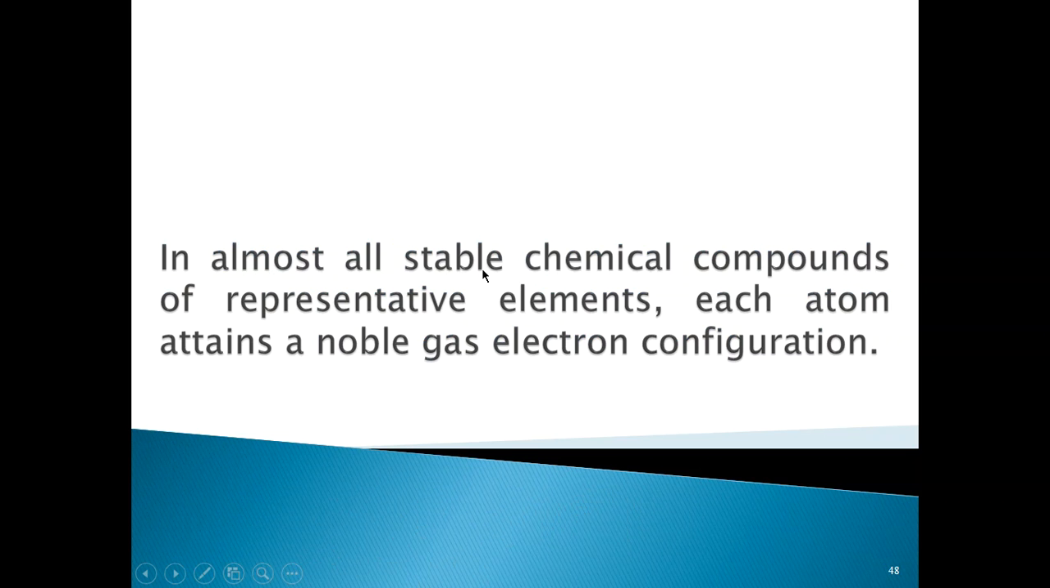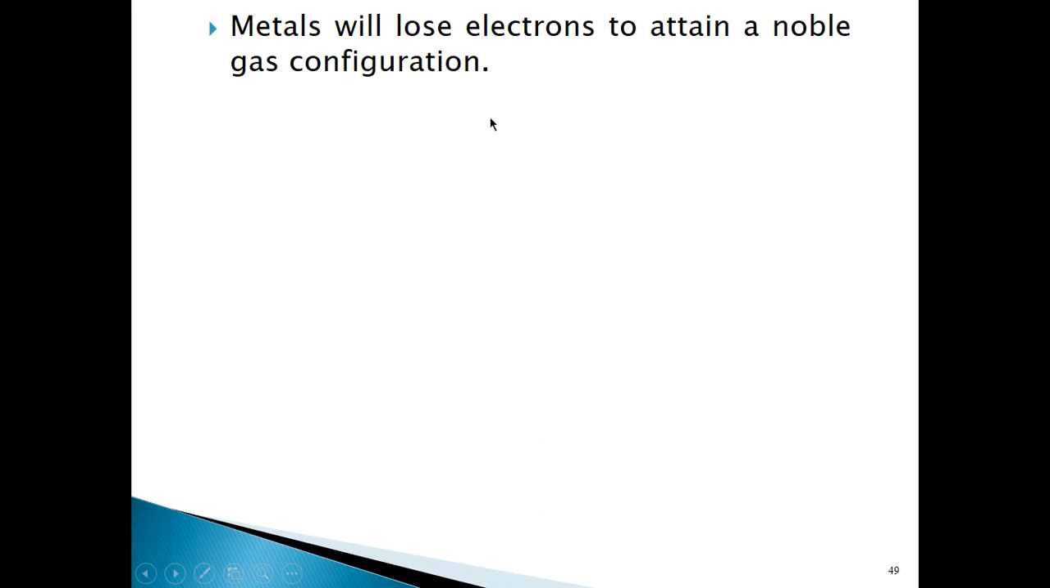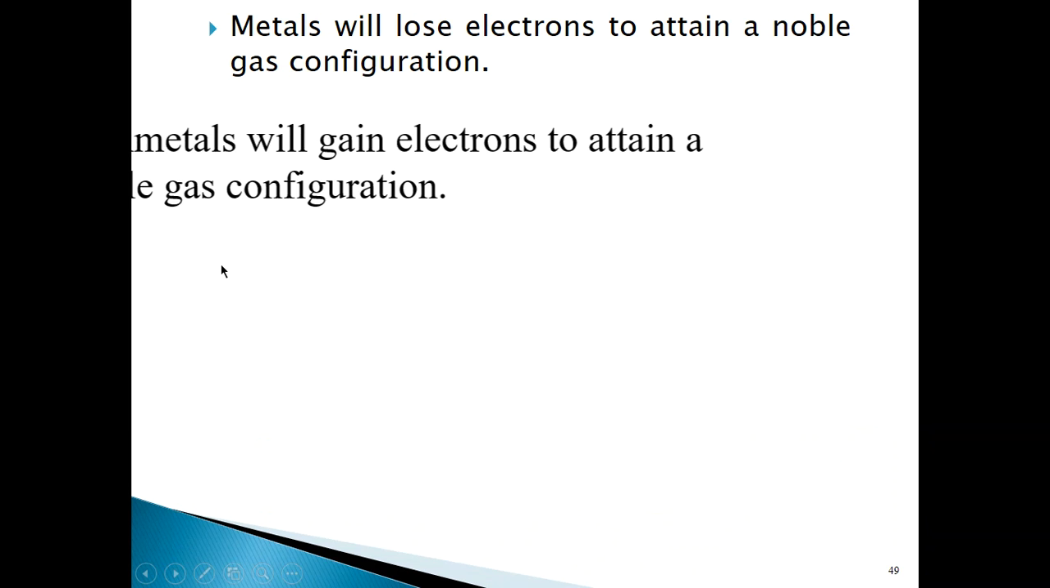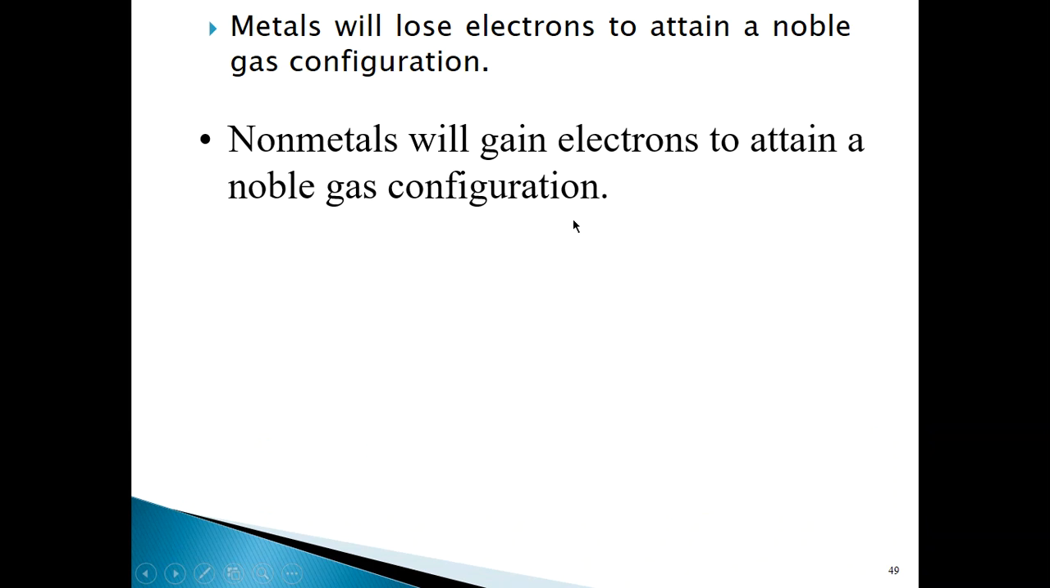Okay, how do we predict the formulas of ionic compounds? Well, in almost all stable compounds, basically the aim for each atom is to attain a noble gas configuration. So as we said before, metals will tend to lose electrons to gain this configuration, while nonmetals will tend to gain electrons.